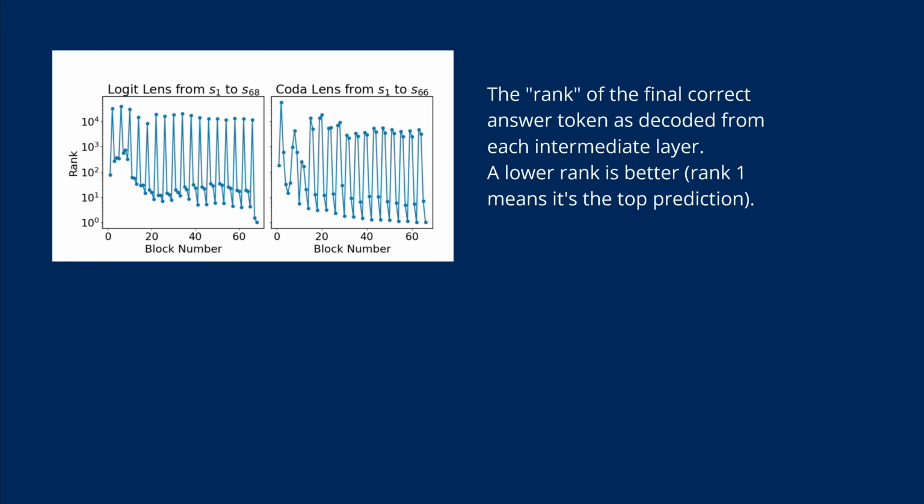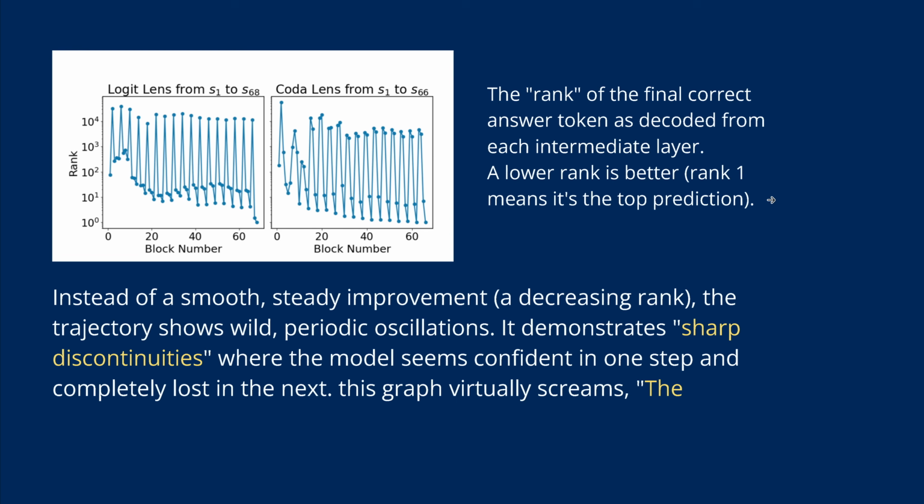So now what the authors found out. Have a look. Here we have both our microscopes: the logit lens and the decoder lens. Here we just have the block number, and you remember we have 68 blocks, so we go from 0 to 68 in both cases, and then the rank. The rank of the final correct answer token is decoded from each intermediate layer, and the lower rank is better. Rank 1, for example, means it is the top prediction, and you would think that something would happen.